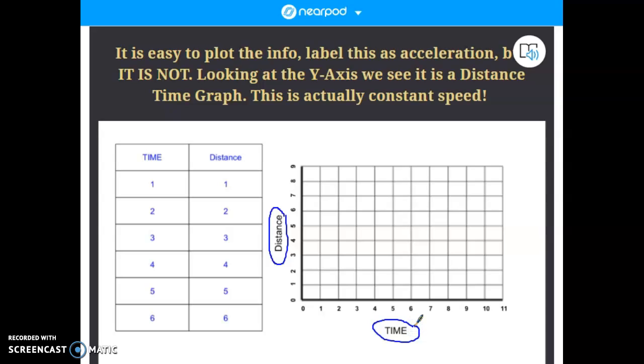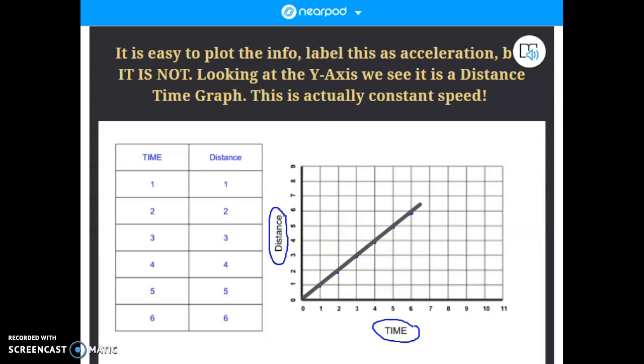Now, if I plot this distance at time, at 1, it had gone 1 mile. Let's call it 1 mile. At 2 minutes, it had gone 2 miles. 3 minutes, it had gone 3 miles. 4, it had gone 4. 5, it had gone 5. And 6, it had gone 6. And if I get my little handy-dandy line drawer out, and I go back to here and I put the line where it's supposed to go.